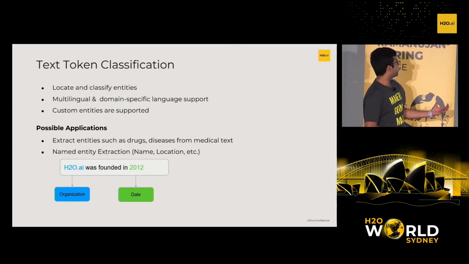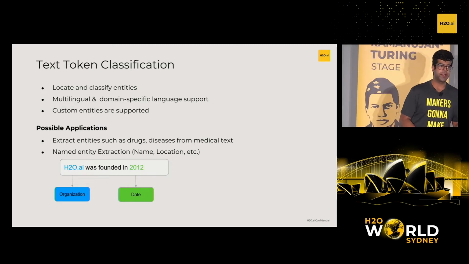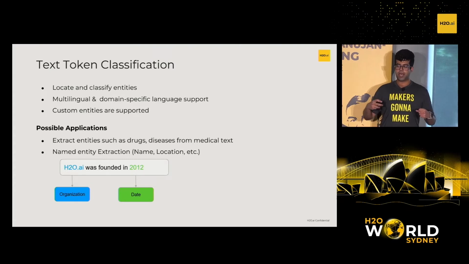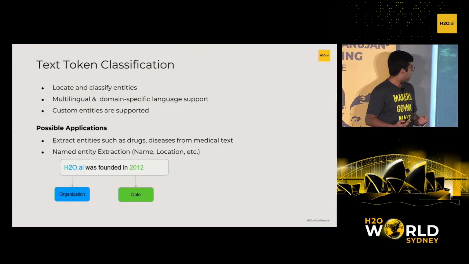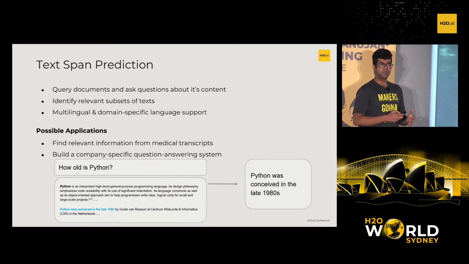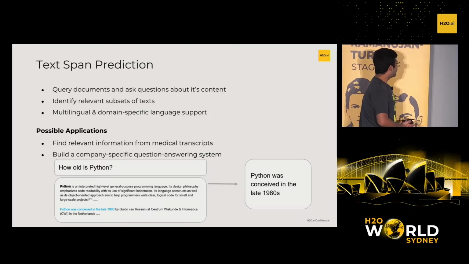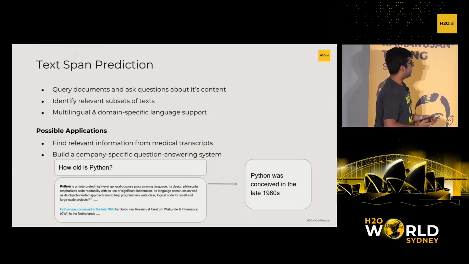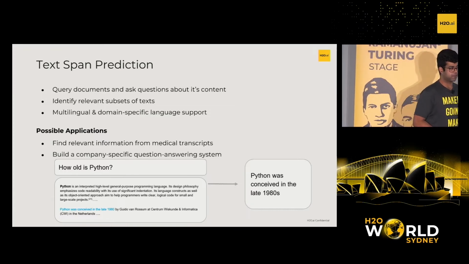You can also do something known as token classification, where you can extract entities from individual sentences. So you're helping your model understand what's going on inside of the sentence. I'll start running through these because I'm just giving an overview, and we're all here for the demo, I assume. You could also do text span prediction. So you could find relevant information inside transcripts.